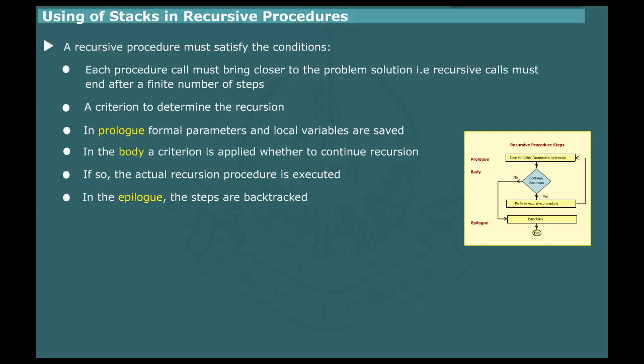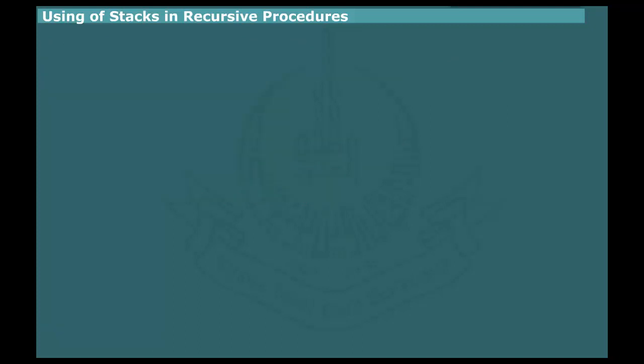In the epilogue step, saved parameters, local variables, and addresses are popped off the stack and used to perform the intermediate computations.